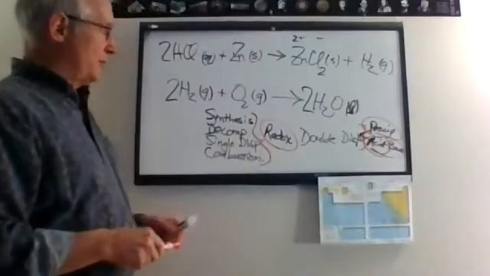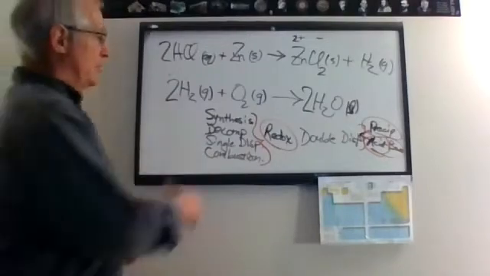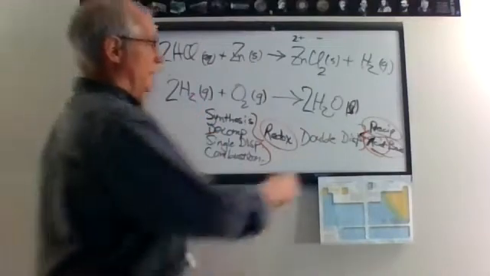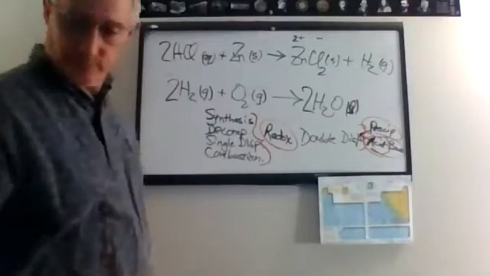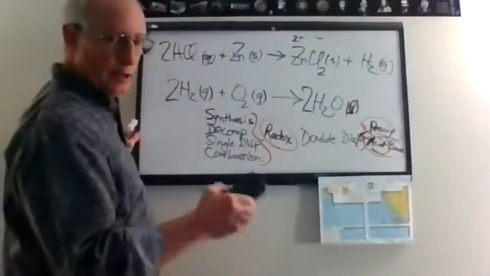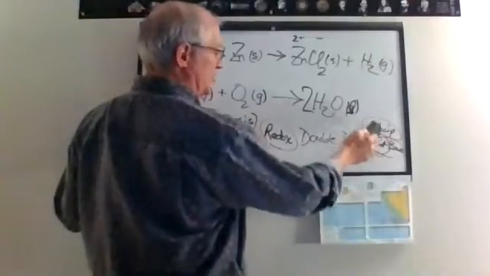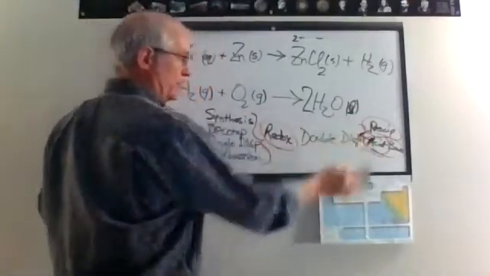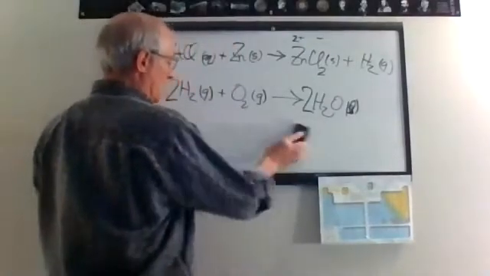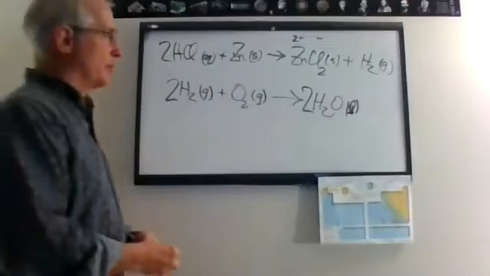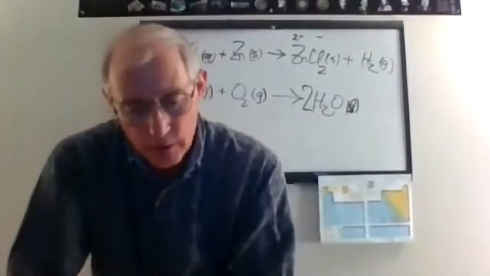Now, sometimes the single displacement, the synthesis is not a redox reaction, but these 4 tend to be redox reactions, and these 2 tend to be double displacement. There you go. And now the redox reactions are those that change the oxidation number as the reaction progresses. All right. The precipitation and the acid-base are considered non-redox. They happen to be double displacement, and they do not change the oxidation numbers of the elements as it progresses.